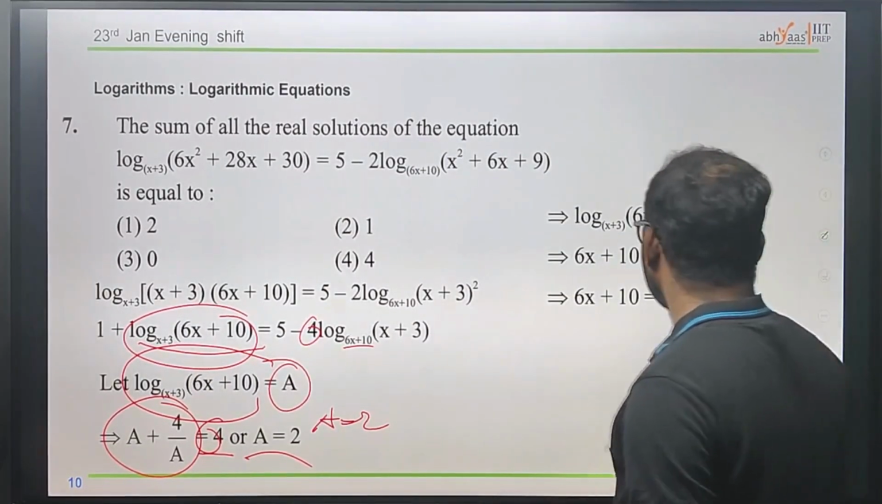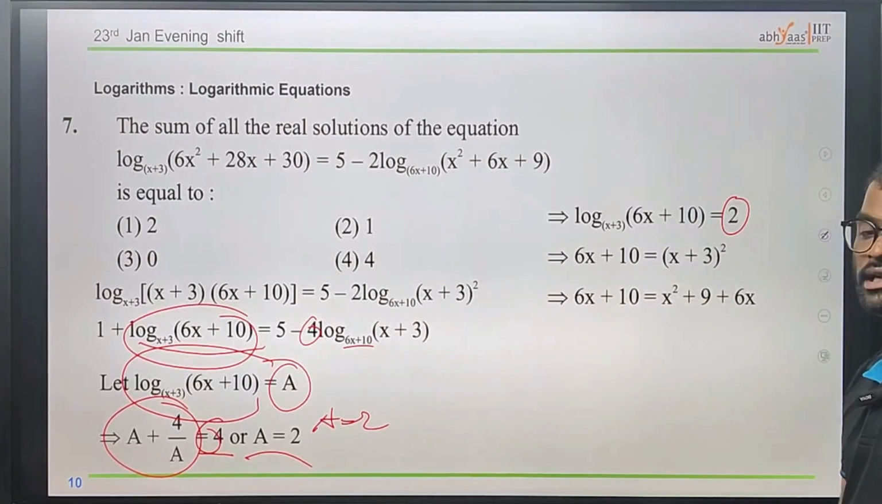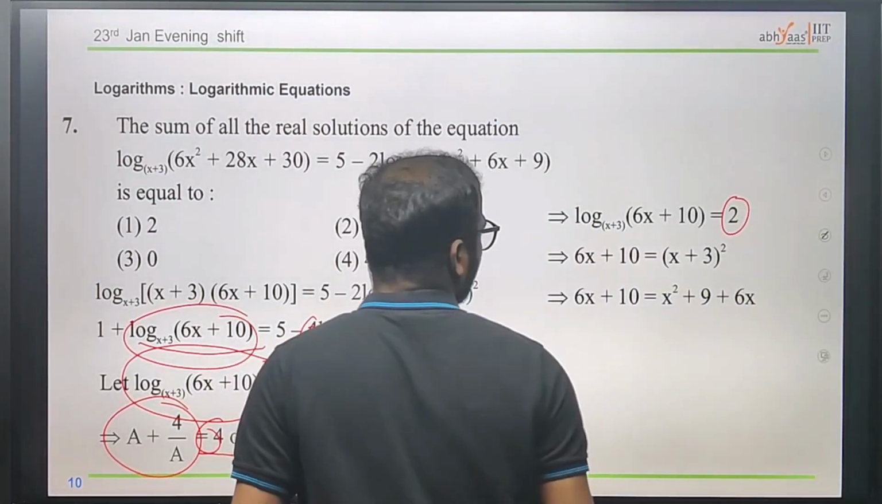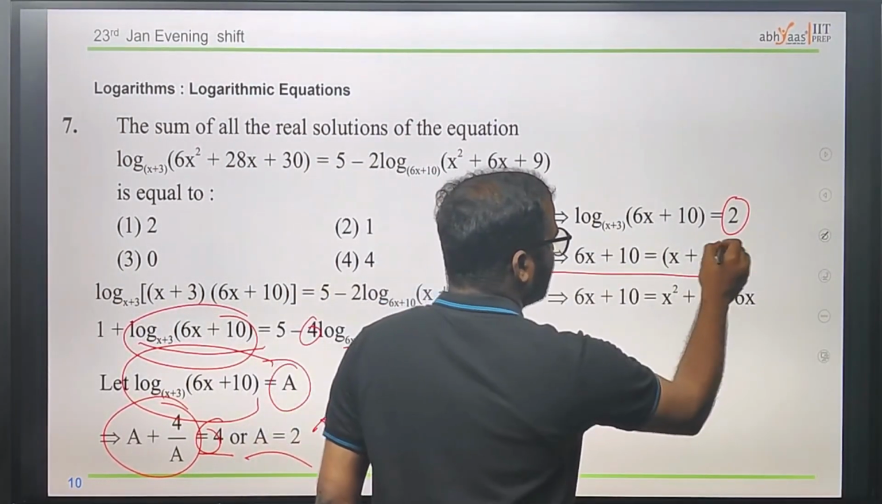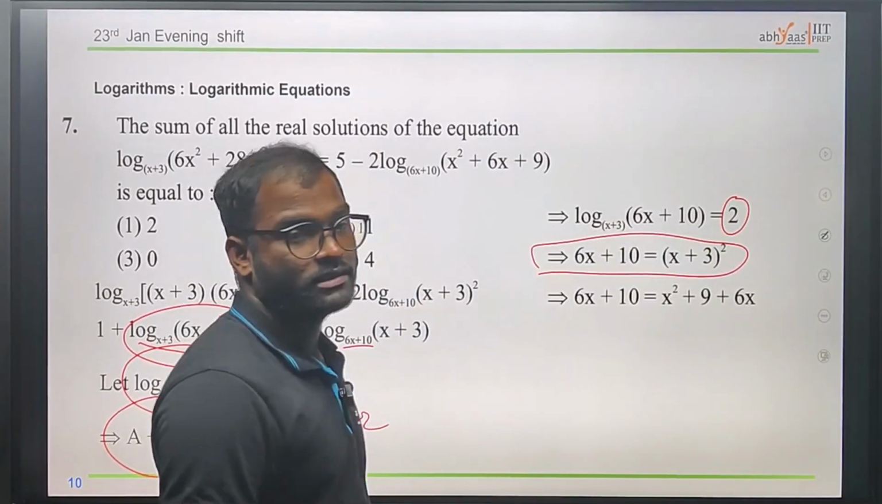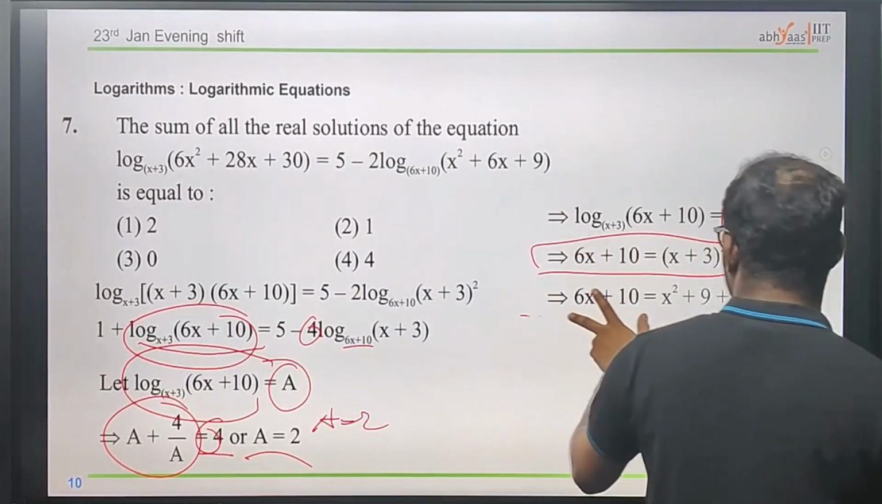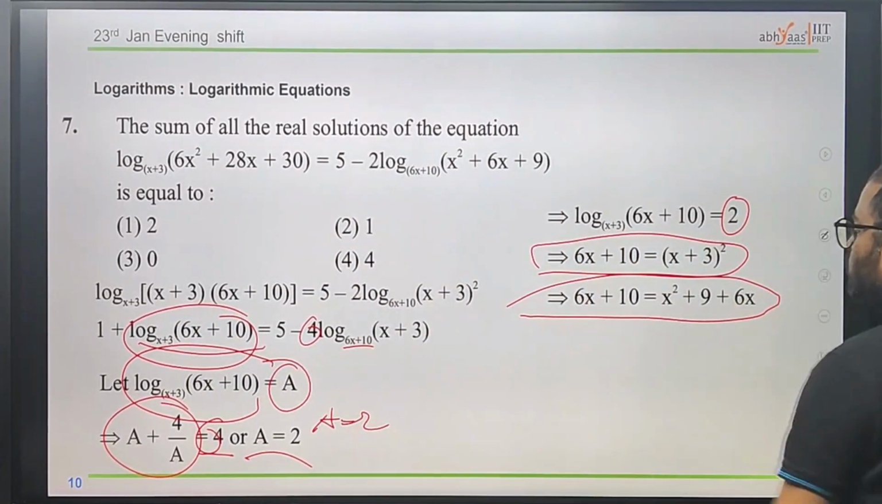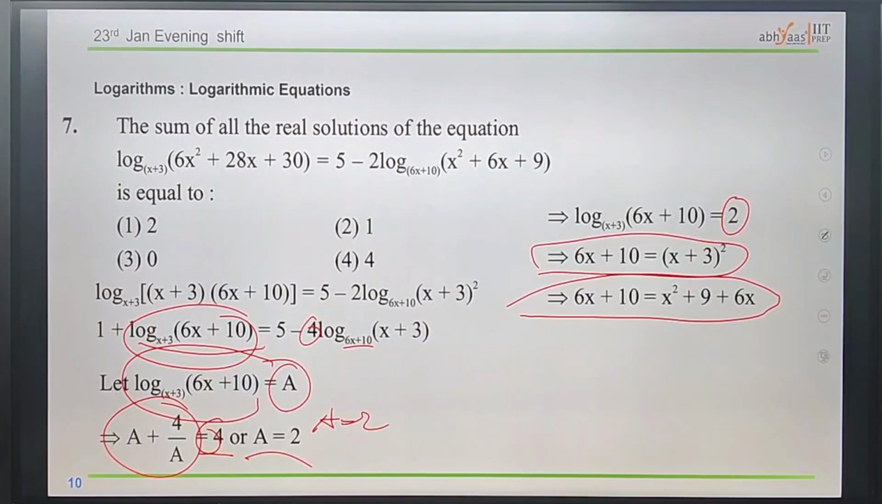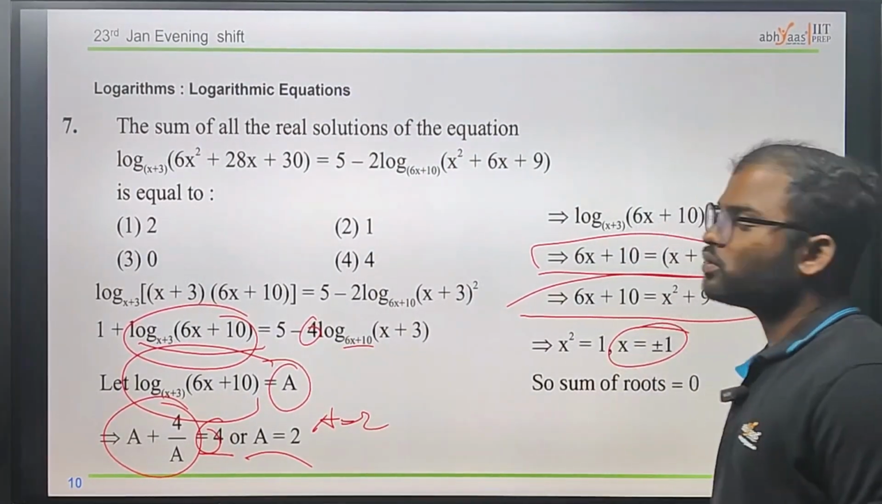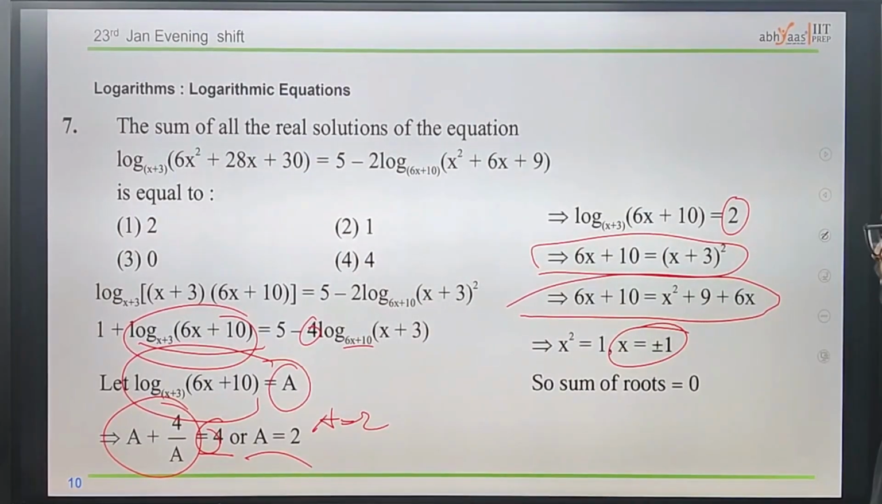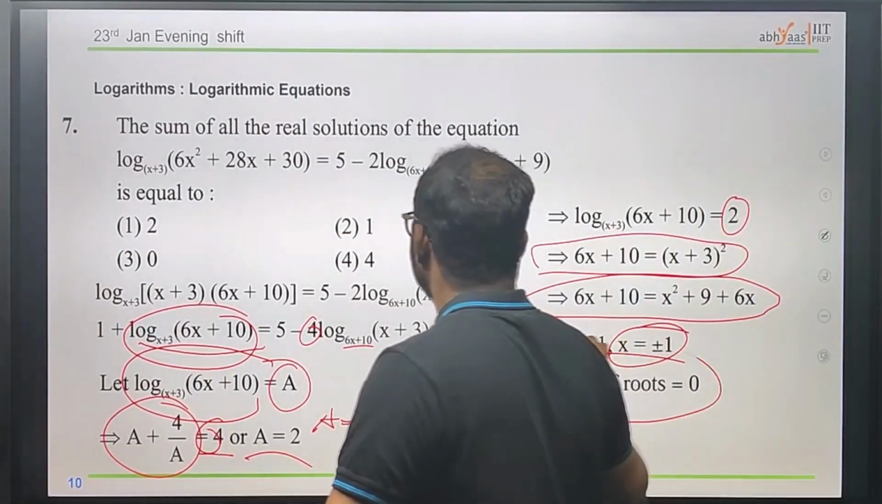Now if we have this equal to 2, by using the general expression for logarithms we can easily write the general term: 6x plus 10 is equal to x plus 3 whole square. Further simplification leads to a quadratic equation, which means we have 2 roots, x equal to plus or minus 1. Therefore we got the sum of roots, and here 0 is the answer.